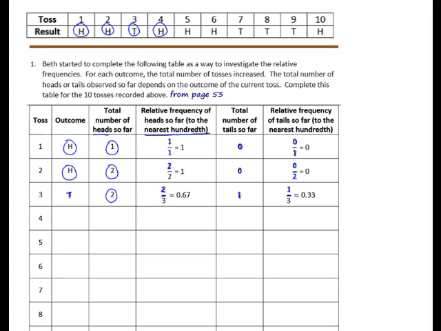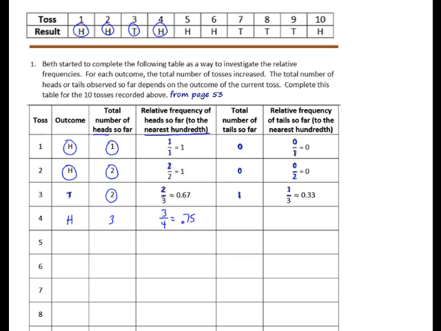The fourth toss is heads. The number of heads so far, so we're going to add 1 more to that and we'll get 3. Now we have 3 heads over 4 tosses. And 3 divided by 4, you might know that already, is 0.75.